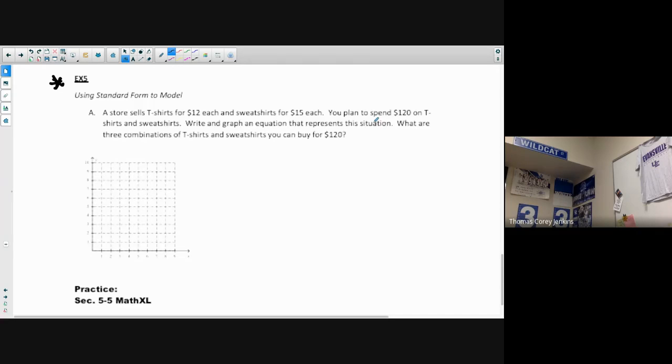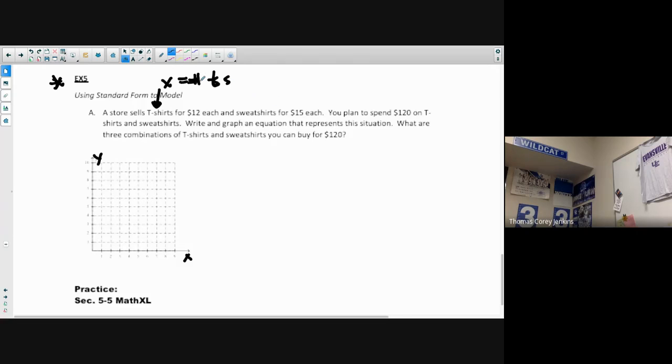All right, since this axis is labeled x, and this axis is labeled y, which is normal, we're going to use the variables x and y. My two variables here are the number of t-shirts I could buy and the number of sweatshirts I could buy. So you just pick one or the other. We're going to let x equal the number of t-shirts. I'm just going to put T's.